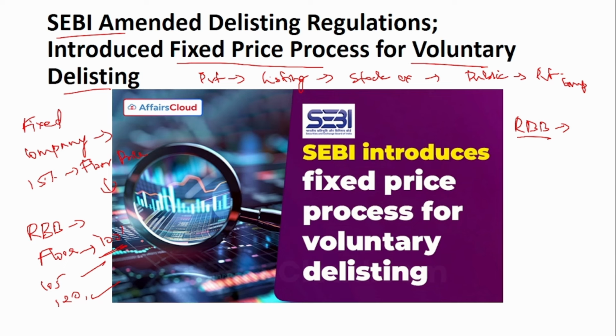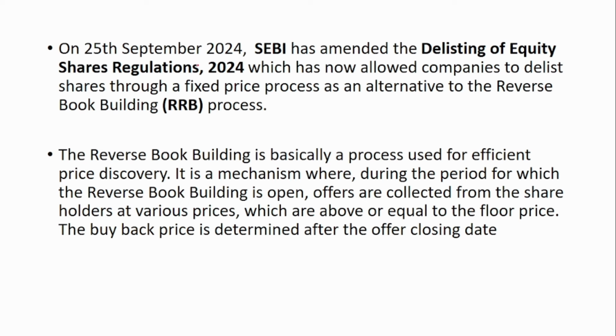So this is the process of reverse book building, and until now only this reverse book building was available in the delisting, and now the SEBI has introduced this fixed pricing process as well. So we see on September 25th, the SEBI has amended the delisting of equity shares regulation, which has now allowed companies to delist shares through a fixed price process as an alternative to the reverse book building process.